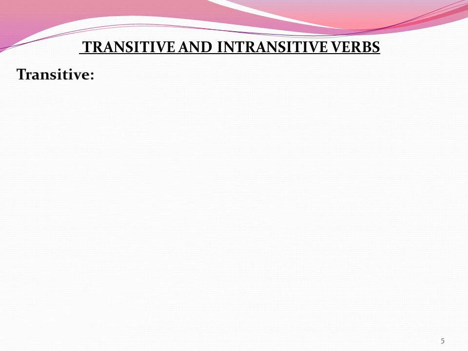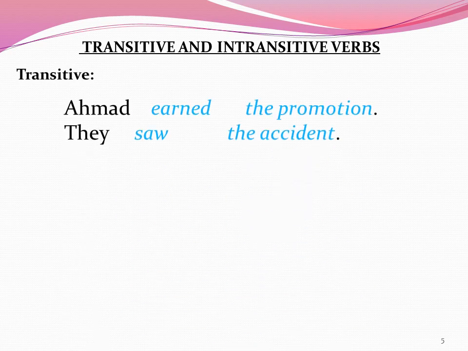Let's illustrate with some examples. Ahmed earned the promotion. They saw the accident. Let's observe the two verbs here. We have the verb earned with the object the promotion, and we have the verb saw and the object the accident. These two verbs are transitive verbs. Why? Since the meaning doesn't convey full meaning unless we have an object.